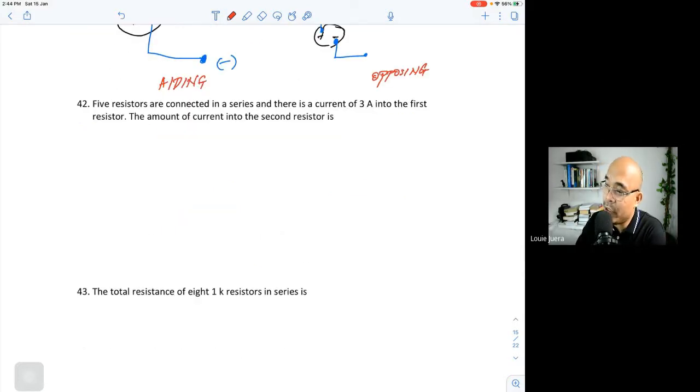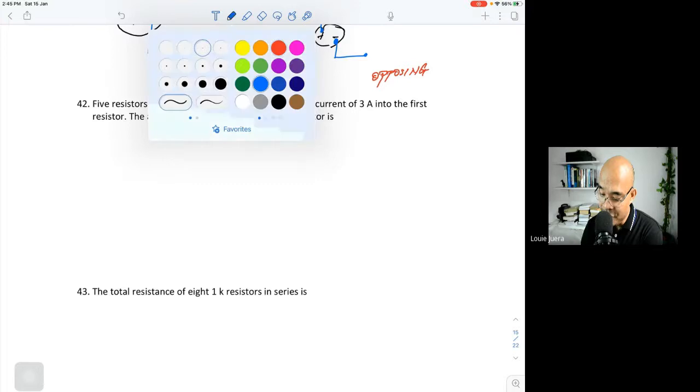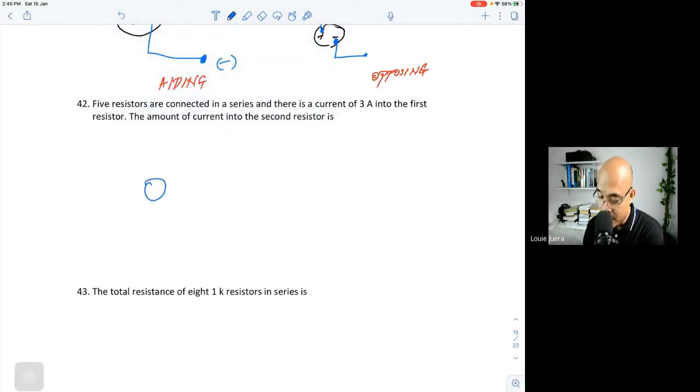Next, number 42. Five resistors are connected in series and there is a current of 3 amperes into the first resistor. So the amount of current in the second resistor is. This is very confusing, a very tricky question. Let's try to draw this one to really appreciate it. Five resistors, but the problem did not state the values of these resistors, and it does not state the value of the voltage source either. So we really have to understand the fundamental theory here. You have a voltage source here, and then you have a resistor.